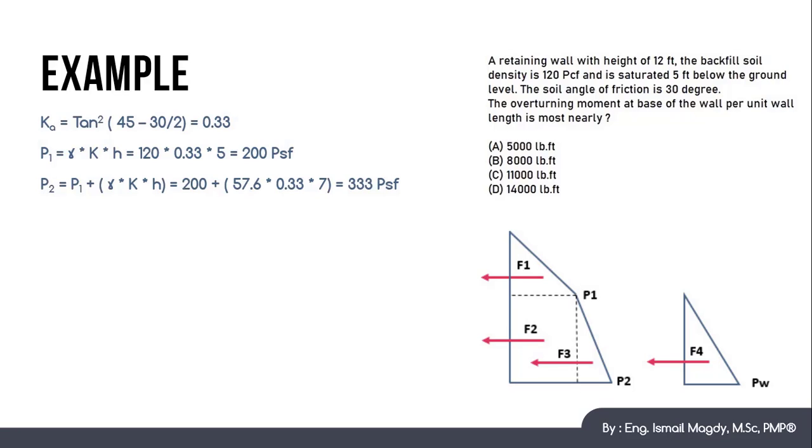gamma will be the 120 minus 62.4, which is 57.6, multiplied by 0.33 multiplied by 7, which equals 333 pound per square foot. P water equals gamma water multiplied by H, which equals 62.4 multiplied by 7, which equals 436 psf. Now we want to calculate the force due to each pressure.